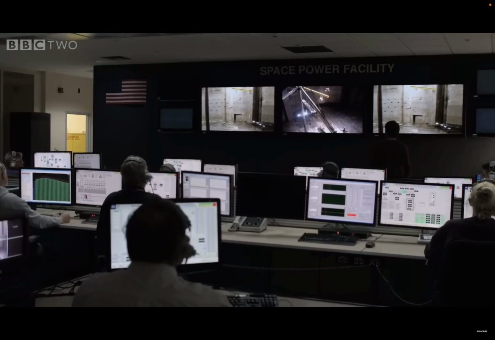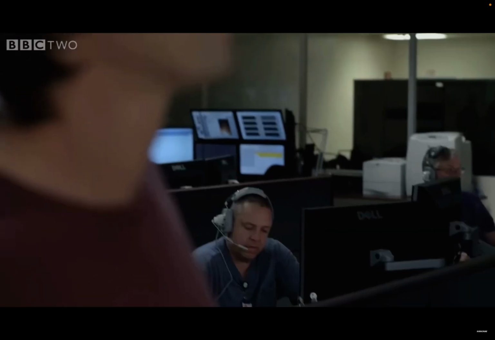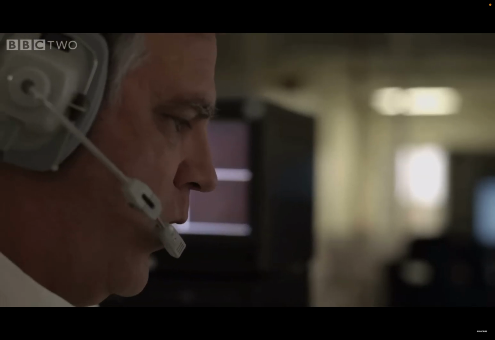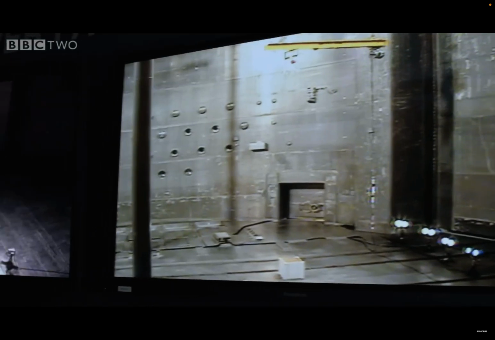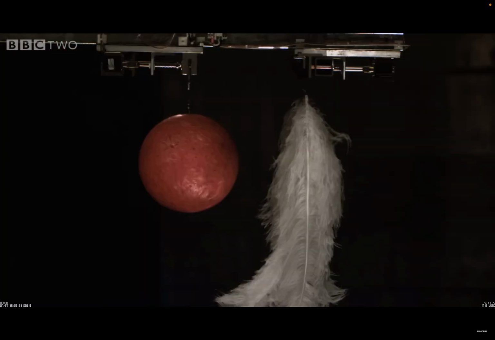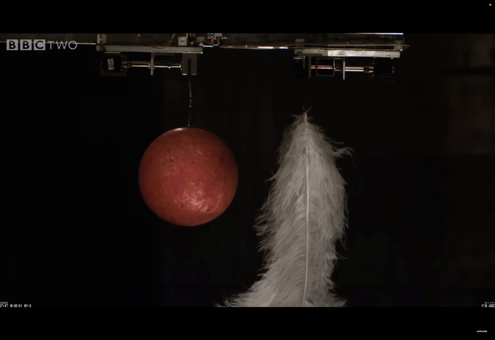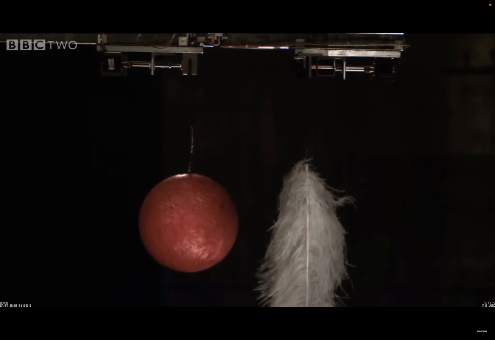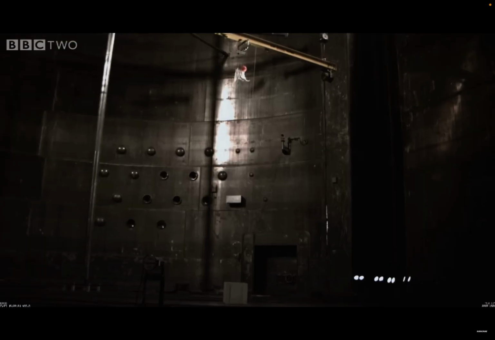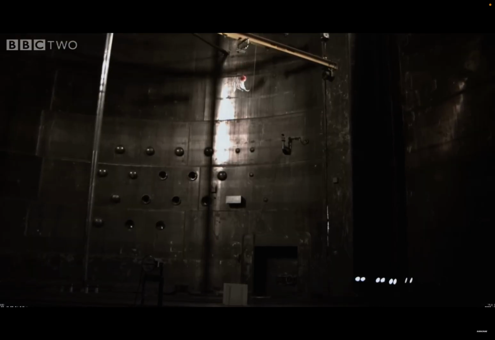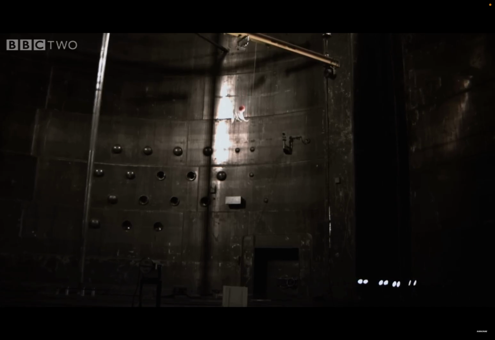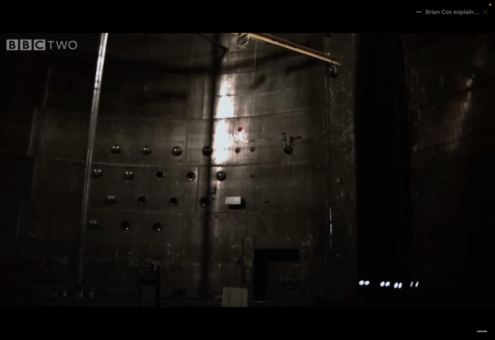Alright. 10, 9, 8, they are going to drop it now. 7, 6, 5, he's looking like he's interested. 4, cameras on. 3, 2, 1. Release. Okay, and they release it. You know a movie when it's in slow mo? If this is in slow mo.